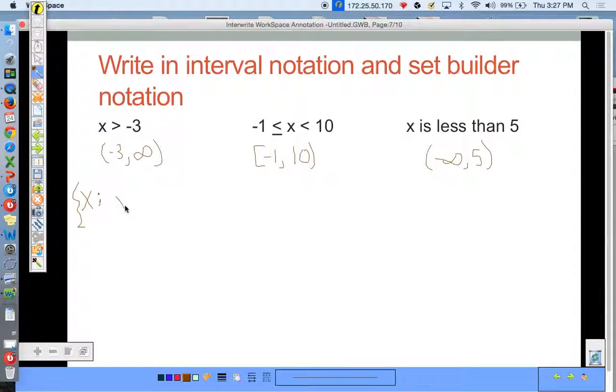And then that set notation, again, is really similar to the inequalities we have here, except we have x such that x is greater than negative 3. And then we have x such that negative 1 is less than or equal to x is less than 10. And then we have x such that x is less than 5.